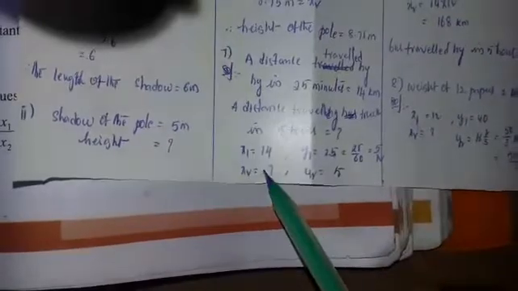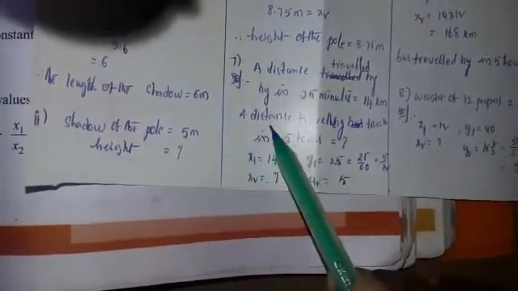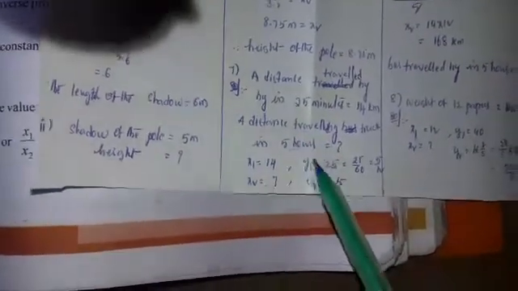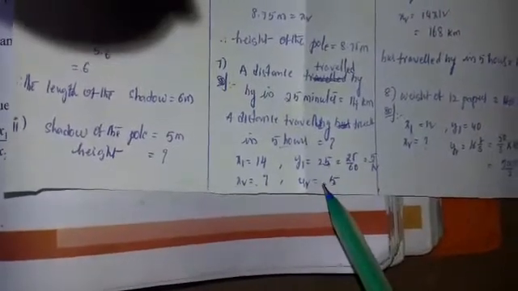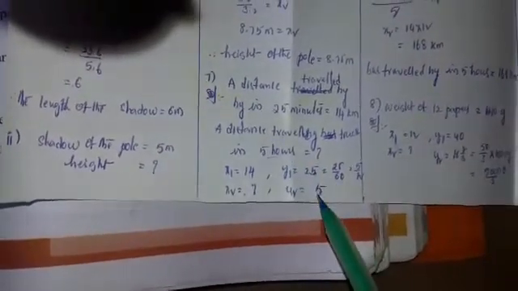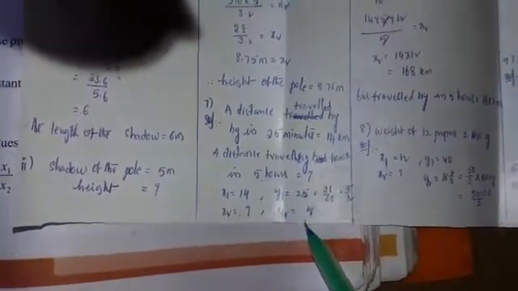So what is the x2? x2 means in 5 hours how many kilometers it travels. We don't know, that's why I keep a question mark here. But here the time is given. What is the time? 5 hours. It belongs to direct proportion, because here when the time is increased, the distance traveled also increases. When the time is decreased, the distance also decreases.